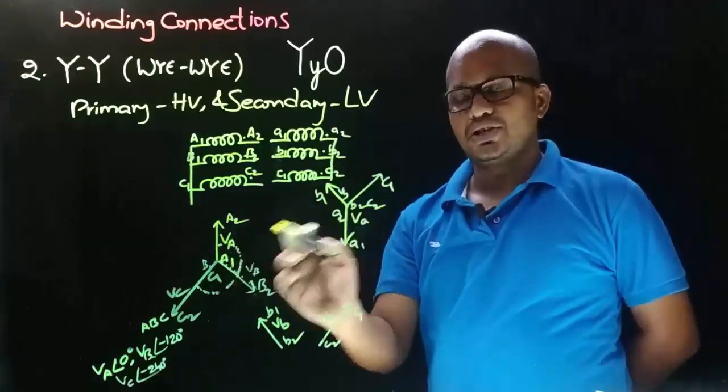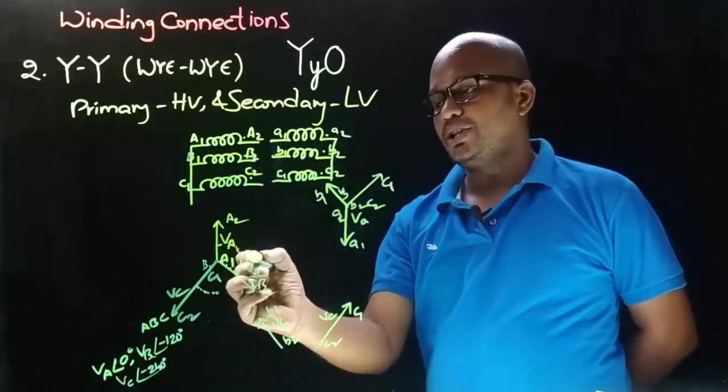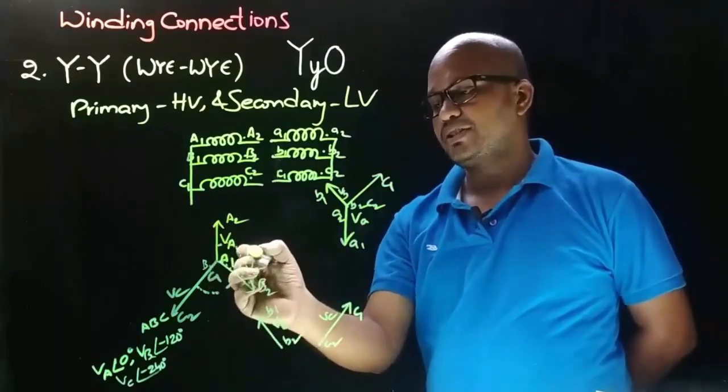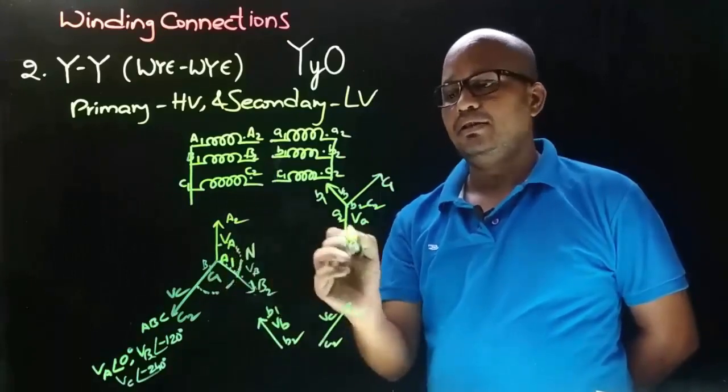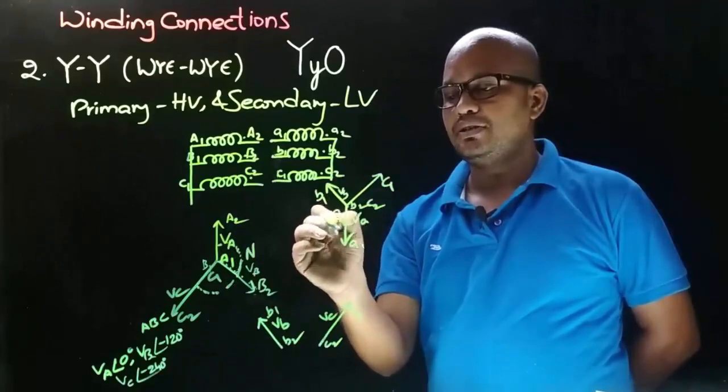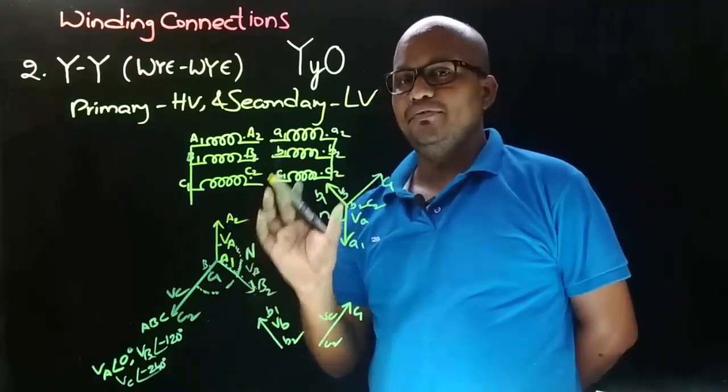And to these common connections you can give the common notation N. So for the HV winding phasor diagram, capital N, and for the LV winding phasor diagram the common point is given small n.